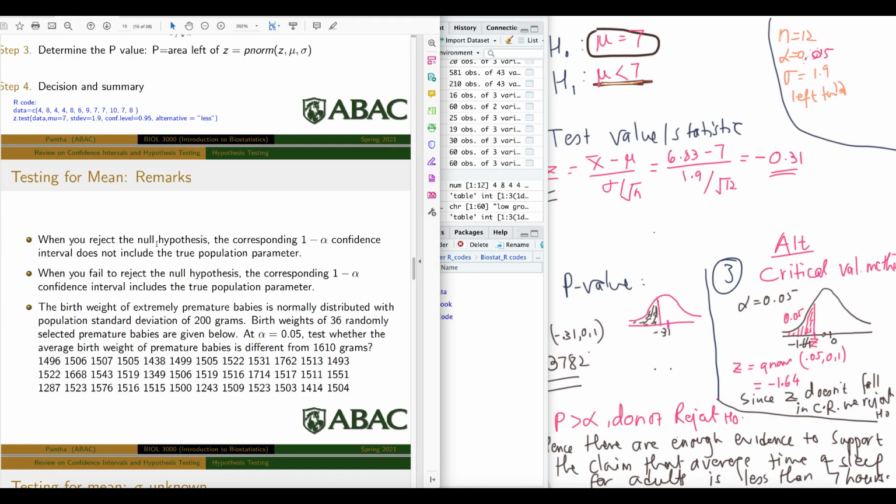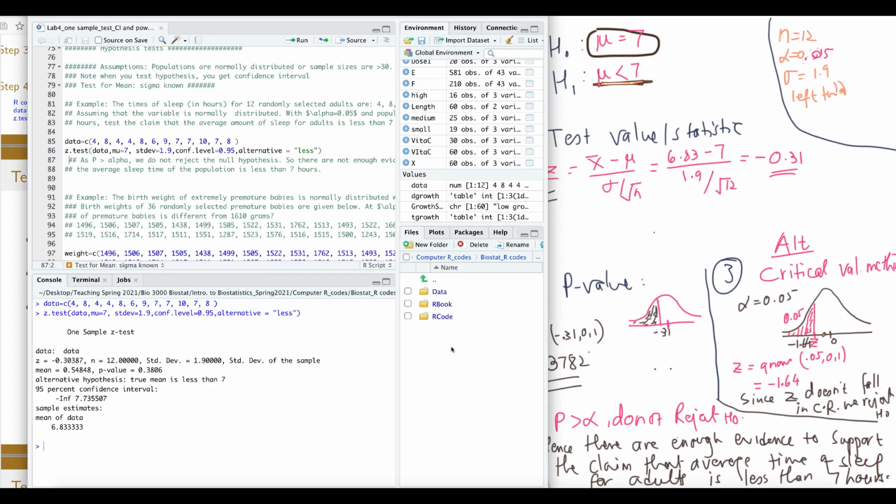Okay, when you reject the null hypothesis, the corresponding 1 minus alpha confidence interval does not include the true population parameter. But if you do not reject, then it will include. Look at this. So what is the p-value? We got p-value is greater than alpha, meaning that we do not reject. Do not reject means this population parameter must fall in that interval.